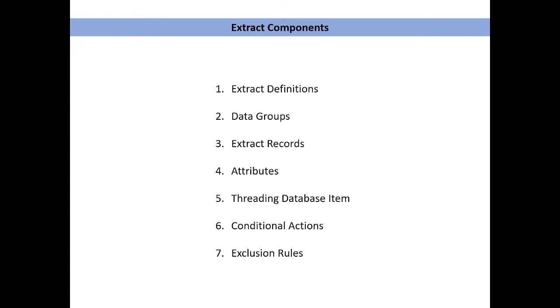Then we have the threading database item. So it is a unique identifier for a given user entity to uniquely identify an extracted record. So when you configure this database item, it makes a comparison and identification of changes, for the changes only extract run, in a more efficient way.